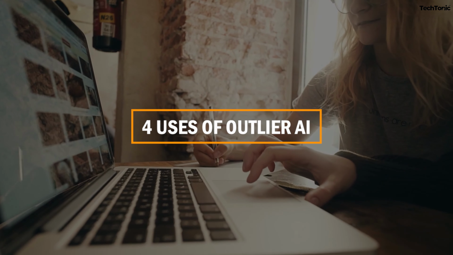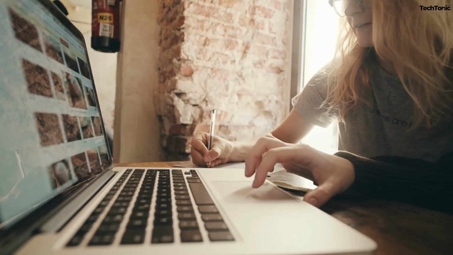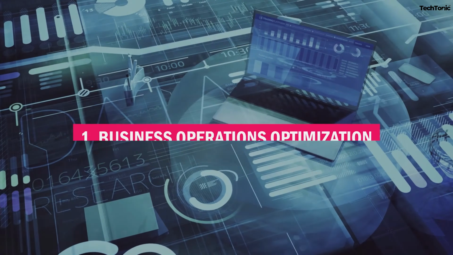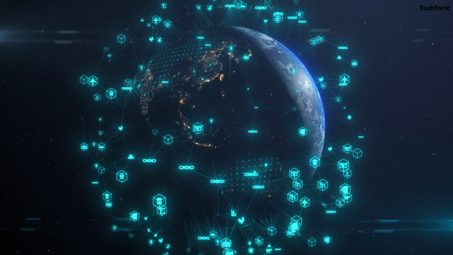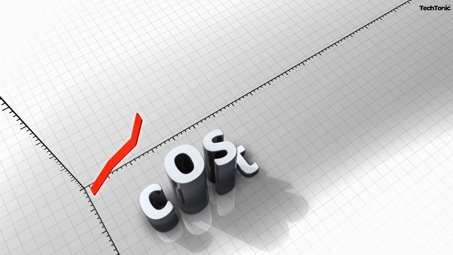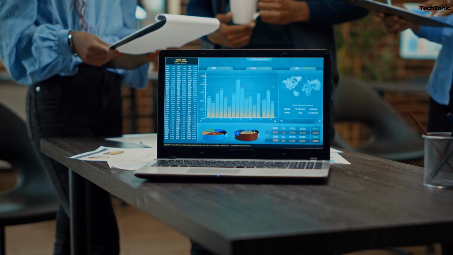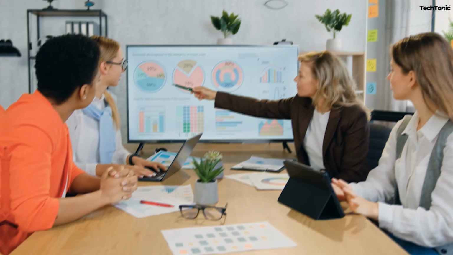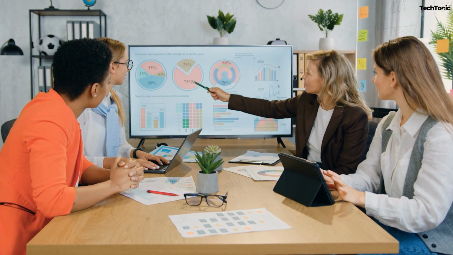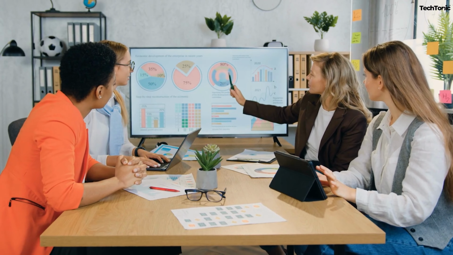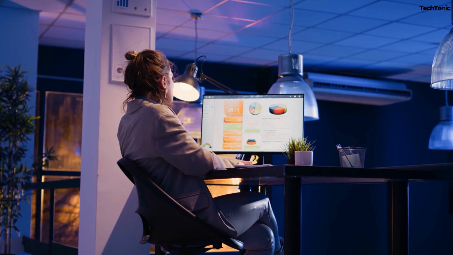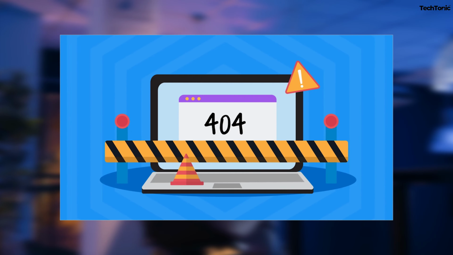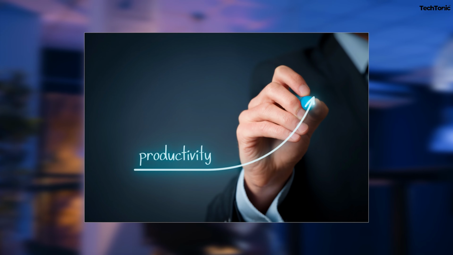4 ways Outlier AI can revolutionize your workflow for various sectors. 1. Business operations optimization. Identify inefficiencies, supply chain bottlenecks, or cost overruns instantly. Outlier AI's automated anomaly detection ensures you spot issues before they escalate. It provides detailed root cause analysis, helping you understand why something went wrong. With real-time monitoring, you can address operational challenges proactively, minimizing downtime and improving efficiency.